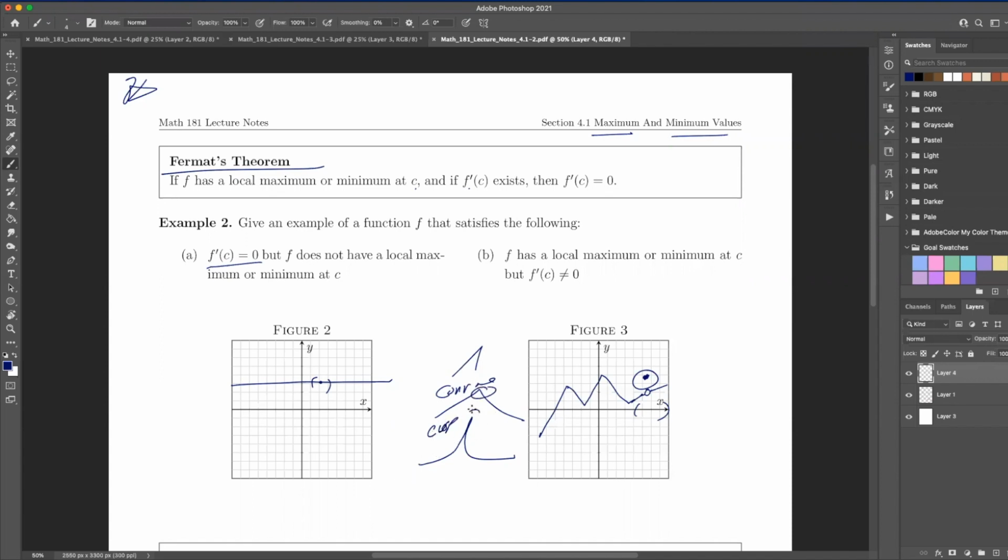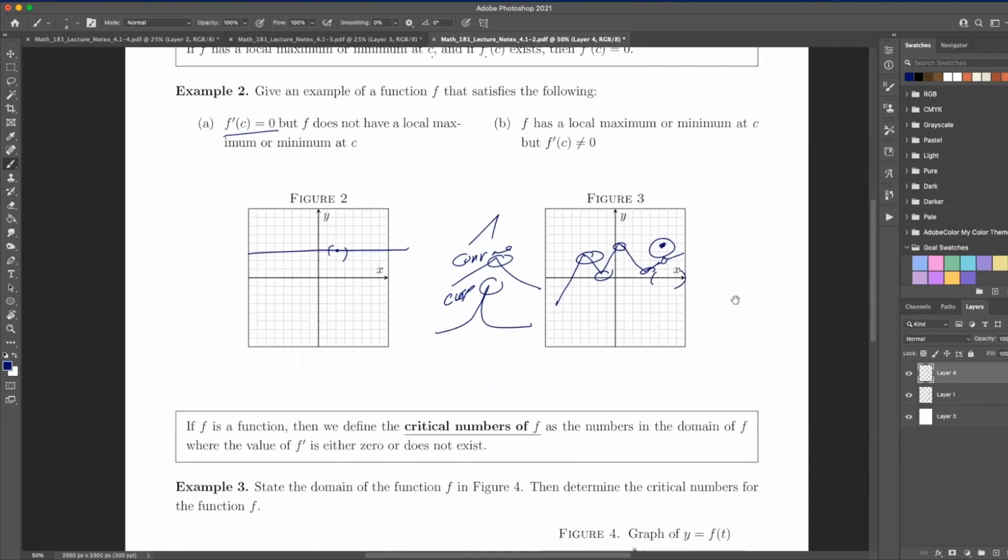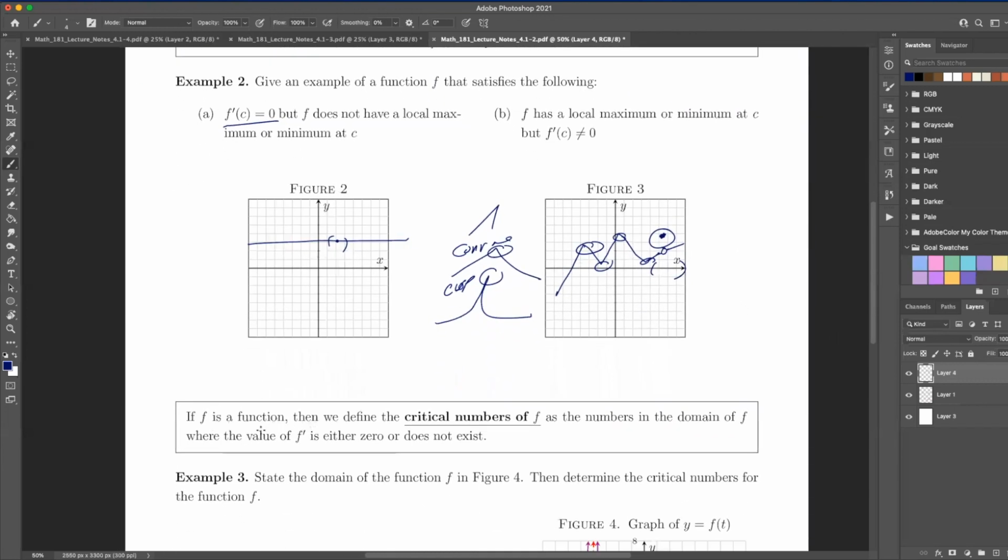Derivatives don't exist at the points. But notice that these qualify to be local maxes and mins, okay? And so these are just some of the caveats for the rule. So if f is a function, we define critical numbers of f as the numbers of the domain where the derivative is either 0 or does not exist. Okay, and so that's what the critical numbers are.